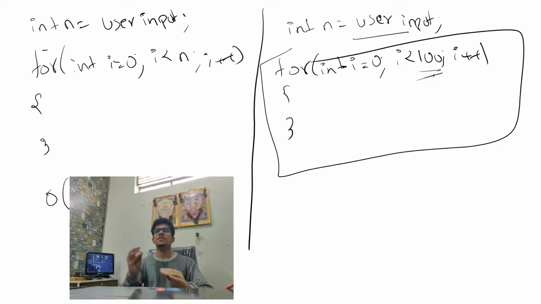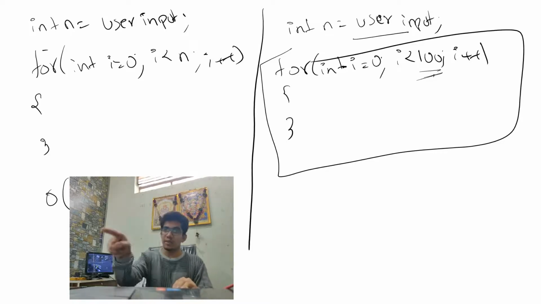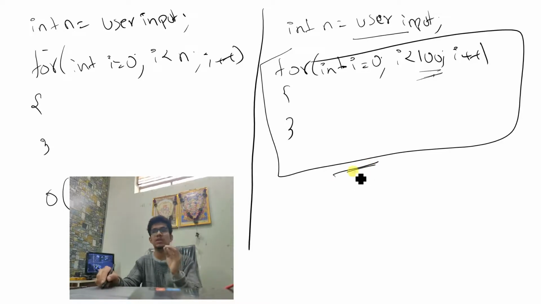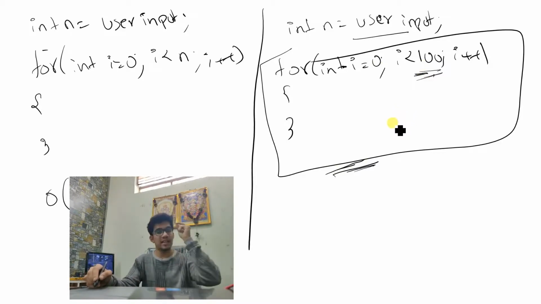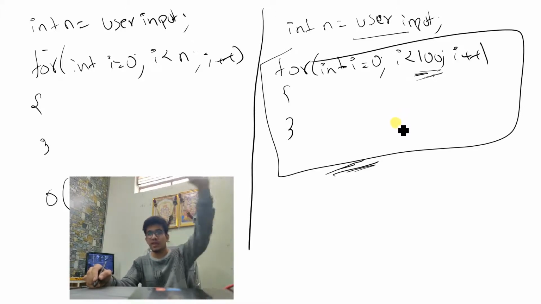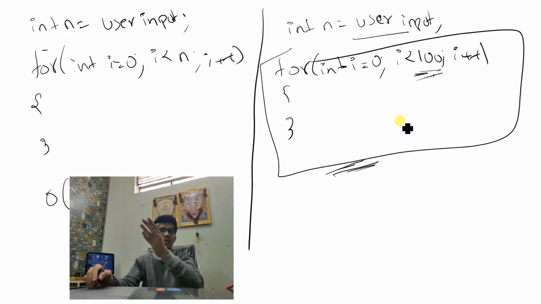So imagine if n value is 1, tell me, for loop will execute for how many times? Here for loop will execute for 100 times only. Your n value is 10, for loop will execute for 100 times only, because the condition is i is less than 100. User input is 100, for loop will run for 100 times. User's input is 1 crore, for loop will execute for 100 times only. Input is 1 million, 10 million, 100 million, 1000 million, 10,000 million, whatever it is, the for loop will still execute for 100 times only.